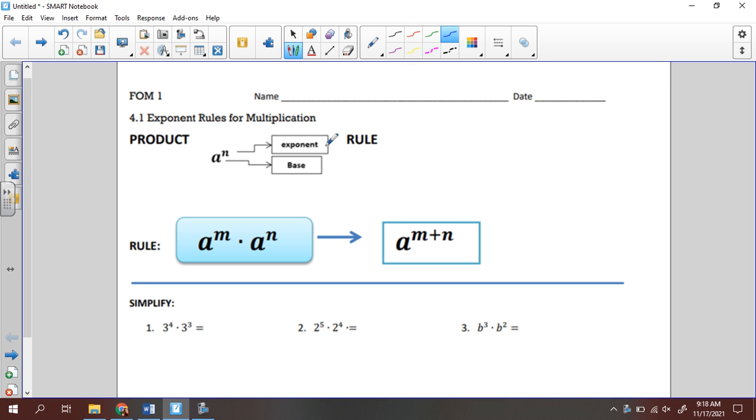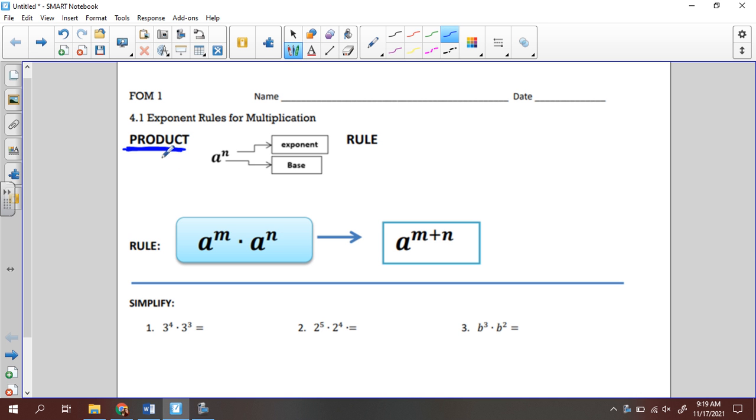First let's just talk about what an exponent is. Okay, so in this example, I've got a to the n power. The n is the exponent, the a is the base, because it's at the bottom, right? Base. Okay, your rule, if you've got a product, guys, what's product mean?